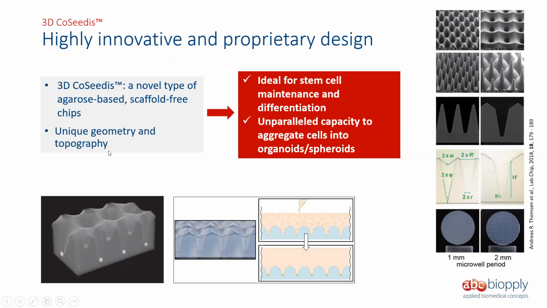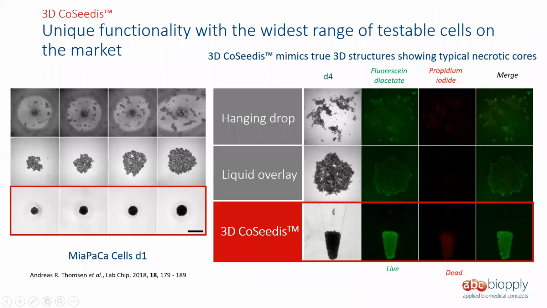Now, our particular distinction to other technologies, however, and that's also where our proprietary knowledge lies, is the unique geometry and topography of those microcavities. They are responsible, for example, for cells now growing into 3D aggregates that would normally not do so in alternative technologies. We've picked here one cell type, which is called MiaPaCa. It's a pancreatic cancer cell line, which does not form any aggregates in hanging drop and only very loose and irregular cell aggregates in liquid overlay. However, in 3D CoSeedis, they form what we call a conical aggregate.